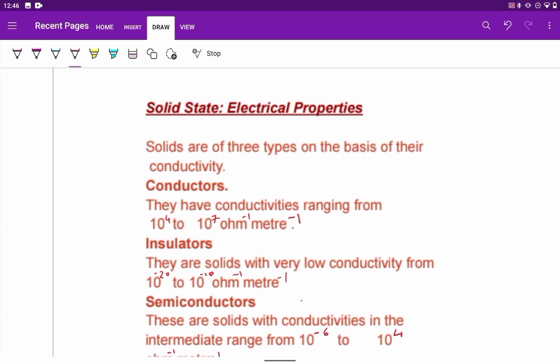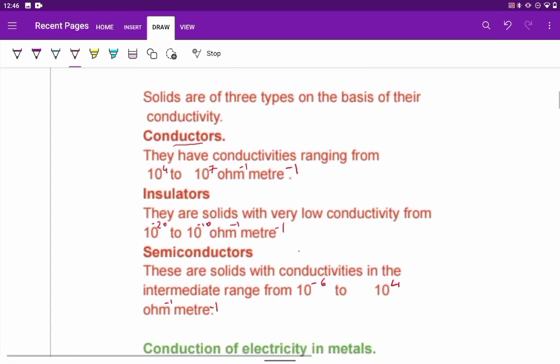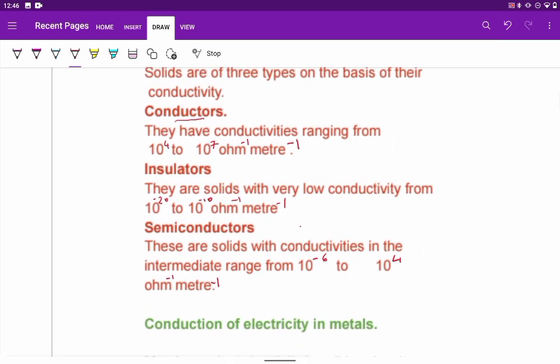So we find that the solids are of three types on the basis of their conductivity. First one is conductors. They have the conductivities ranging from 10 to the power 4 to 10 to the power 7 mho per meter. And if the conductivity is from 10 to the power minus 20 to 10 to the power minus 10 mho per meter, we call them insulators. And those solids whose conductivities lie in the intermediate range from 10 to the power minus 6 to 10 to the power 4 mho per meter are the semiconductors.